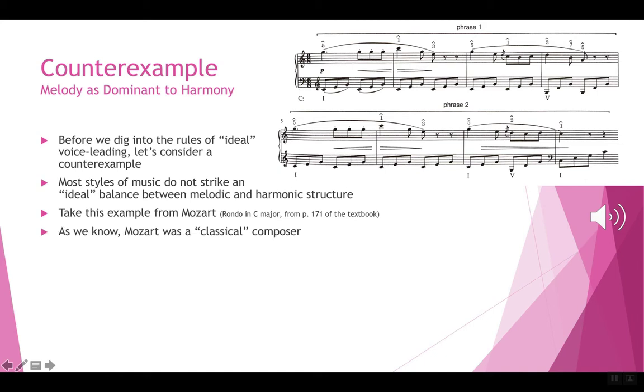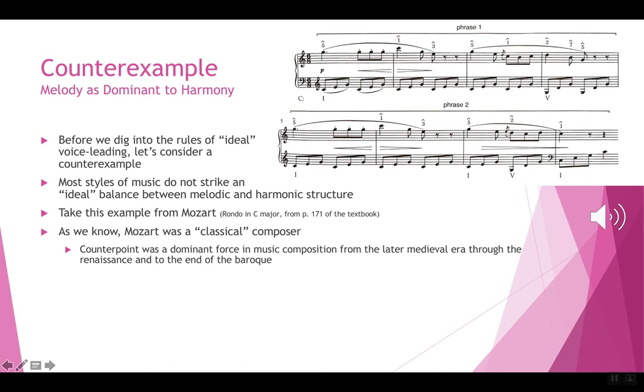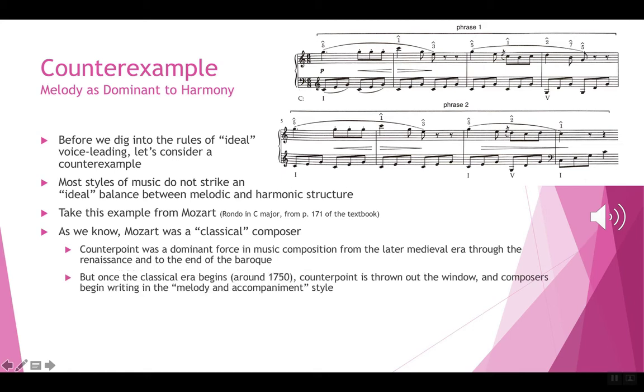As we know, Mozart was a classical composer. Counterpoint was a dominant force in music composition from the later medieval era through the Renaissance and to the end of the Baroque. Baroque, you can think of as ending in about 1750. And this is because Bach, J.S. Bach, dies in 1750, and his sons at around that time are becoming popular. So as he is dying, he is the end of the Baroque, and his sons are sort of the beginning of the classical era. That's why the year 1750 is a good one for the division between the Baroque and the classical era, and Mozart is born in 1756.